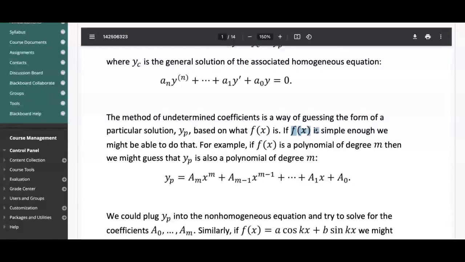If f of x is simple enough, we might be able to do that. For example, if f of x is a polynomial of degree m, we have seen degree 1, and we have seen some sine and cosine from the presentation. So we might guess the particular solution is also a polynomial of degree m. If f of x is related with sine x, cosine x, we may guess a particular solution with a cosine and sine, with different kinds of coefficients.